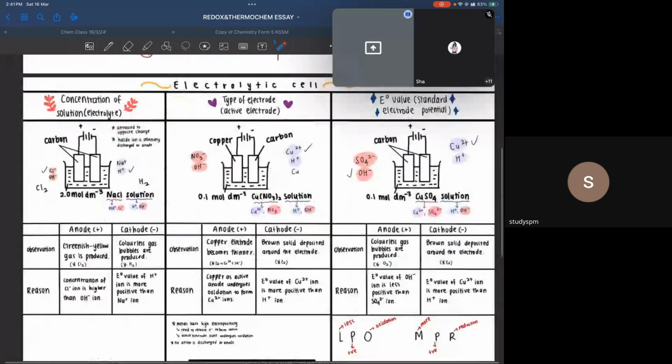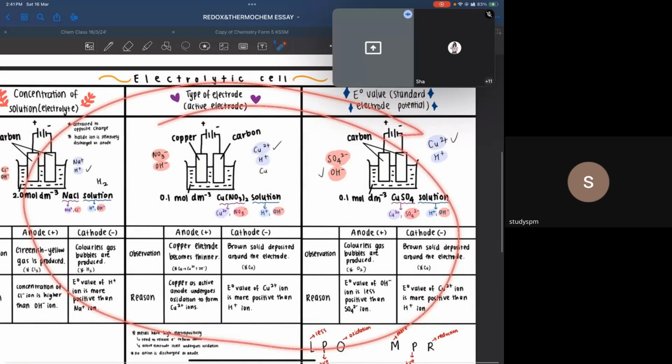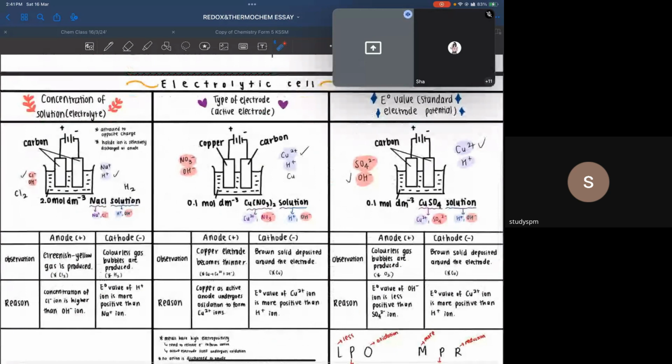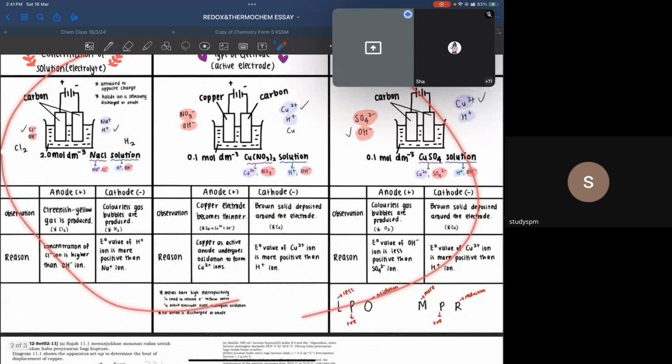And this table, I used it to study for my SPM, and I can guarantee I got full marks for my Section B question. This kind of thing came out. Ours was type of electrode, I remember, and it was very easy. So if you use this, it is really useful. This whole page has the observation, the reason, and here there is further explanation.